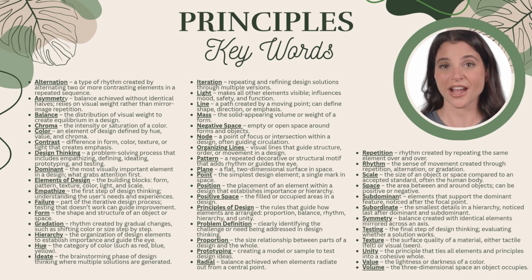Light makes all other elements visible, influences mood, safety, and function. Line, a path created by a moving point, can define shape, direction, or emphasis. Mass, the solid appearing volume or weight of a form. Negative space, empty or open space around forms and objects.